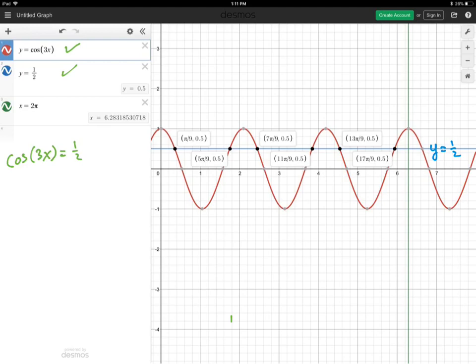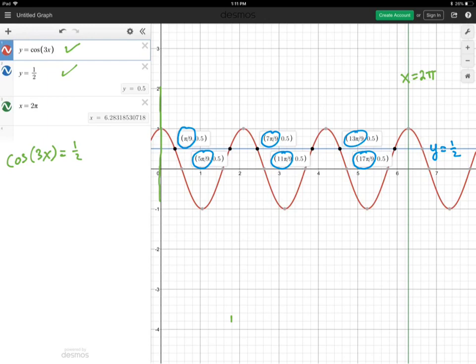And so we have an intersection point at pi over 9, 5 pi over 9, 7 pi over 9, 11 pi over 9, 13 pi over 9, 17 pi over 9. And then this green vertical line is x is equal to 2 pi. That's the boundary. We wanted everything between 0 and 2 pi. Where do the graphs intersect? Now, we have 6 intersecting points here.